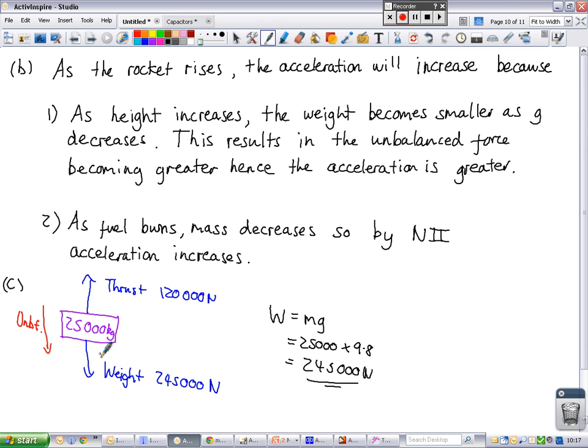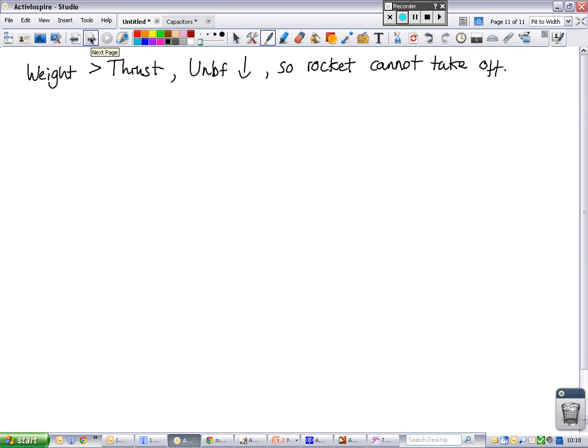For the object on Earth, we had to recalculate what the weight was because we've got 9.8 newtons per kilogram of force acting downwards as opposed to 1.6 on the moon. So we calculate out that weight is in fact much bigger, 245,000. So weight's far bigger than thrust. We can see that the unbalanced force is then in the downwards direction. So if weight is greater than thrust, then unbalanced force must be downwards and the rocket cannot take off.